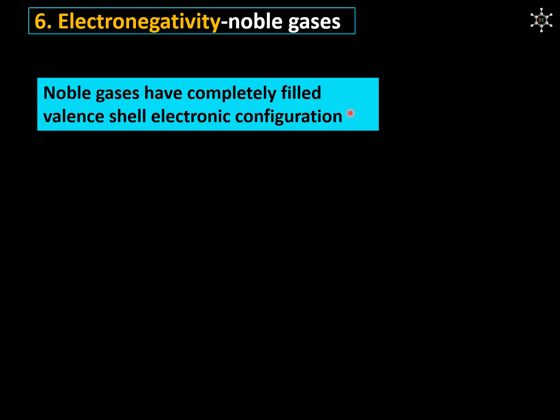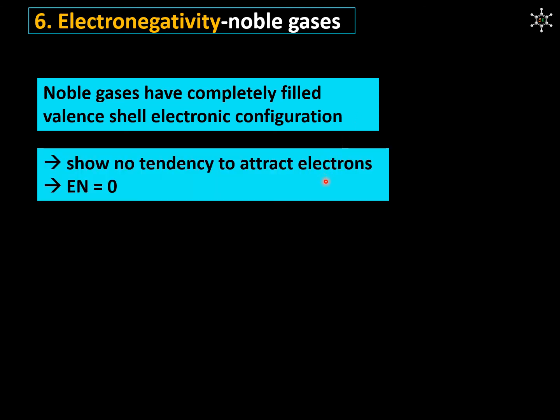Noble gases have a completely filled valence shell electronic configuration. Because of that, noble gases show no tendency to attract electrons. In other words, the electronegativity of a noble gas is equal to 0.